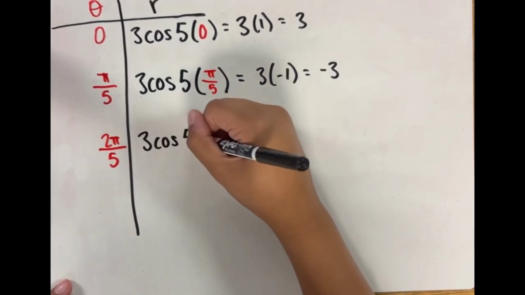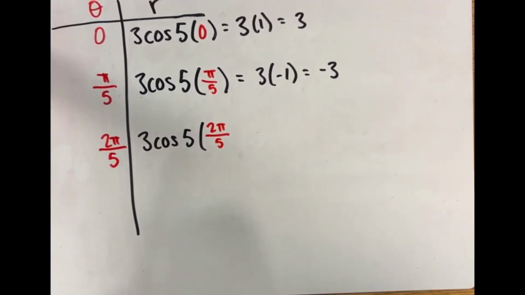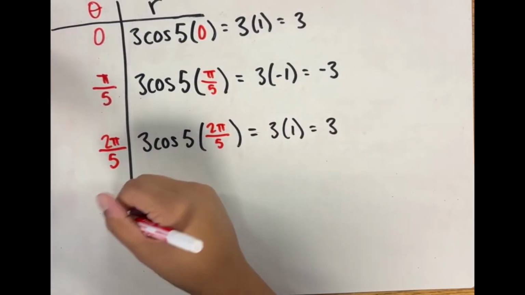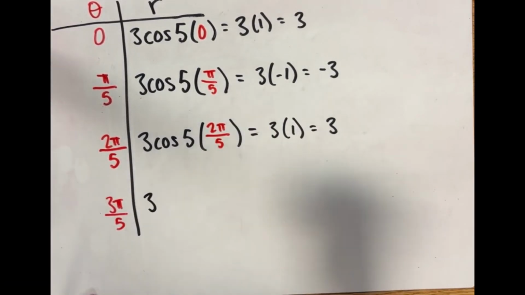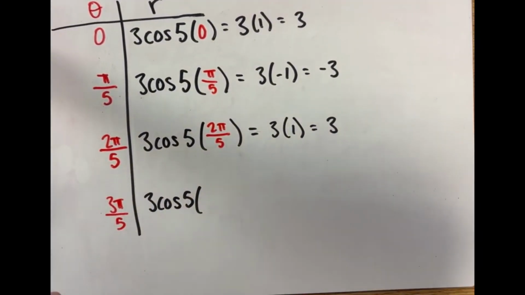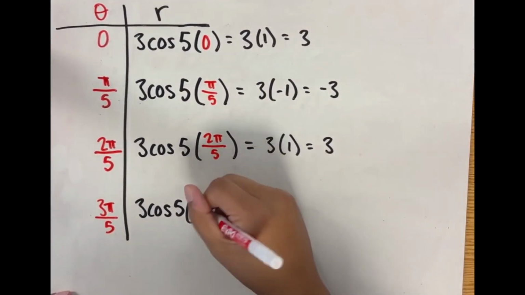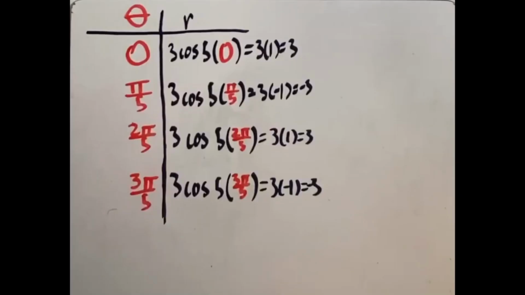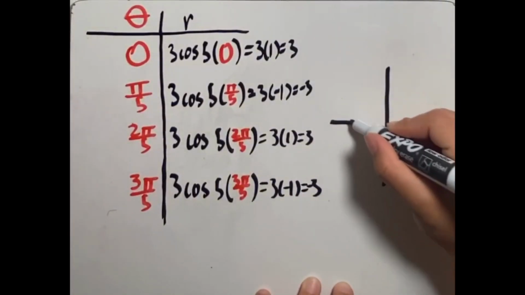And again, a is 3. At 2 pi over 5, we find again that r equals 3. And then at 3 pi over 5, we find that r returns to negative 3. Now we go ahead and use those points to make our graph.